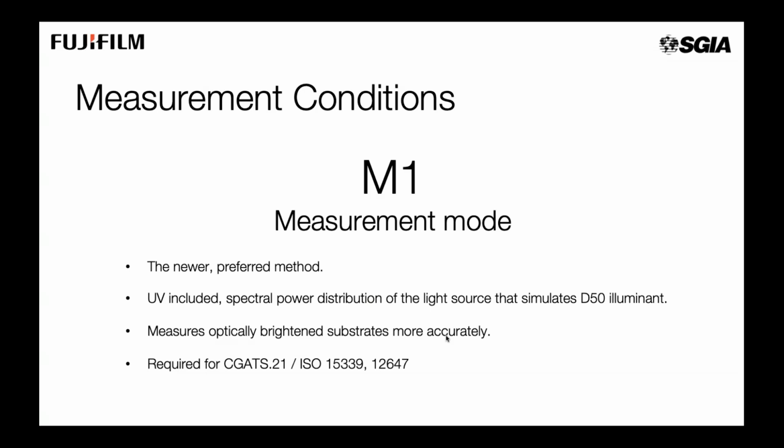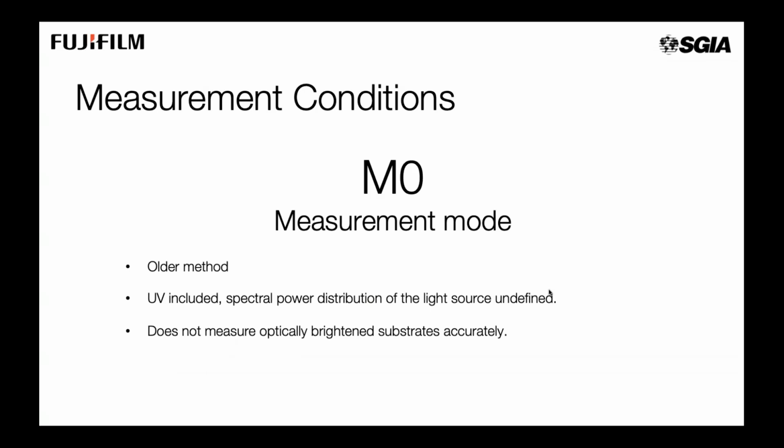And this is required for international standards in the graphic arts marketplace, and for CGATS 21 in the US, and at the international level at ISO 15339 and 12647. So really all of the graphic arts standards are moving towards M1 as a measurement mode, and it measures the white point more accurately. Previous mode M0, we don't see this used much anymore.